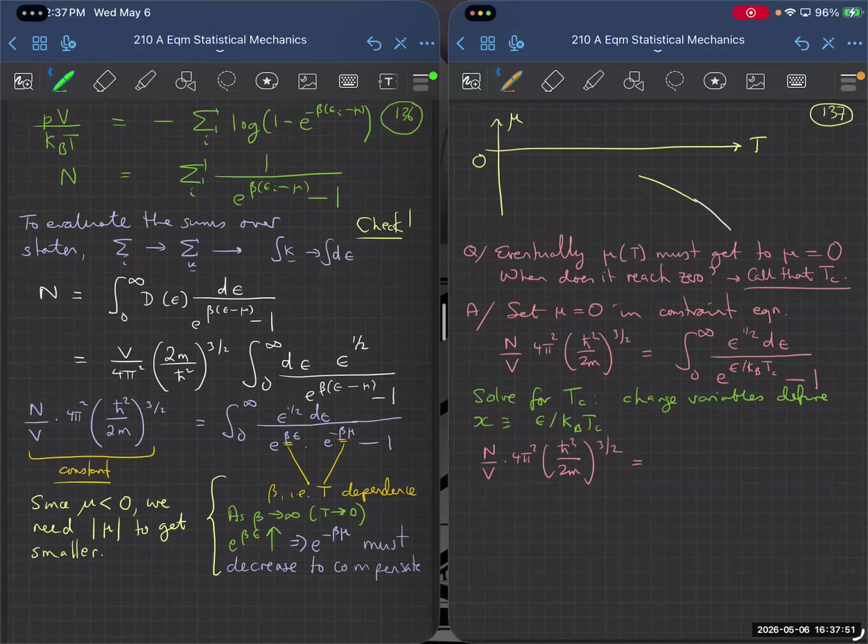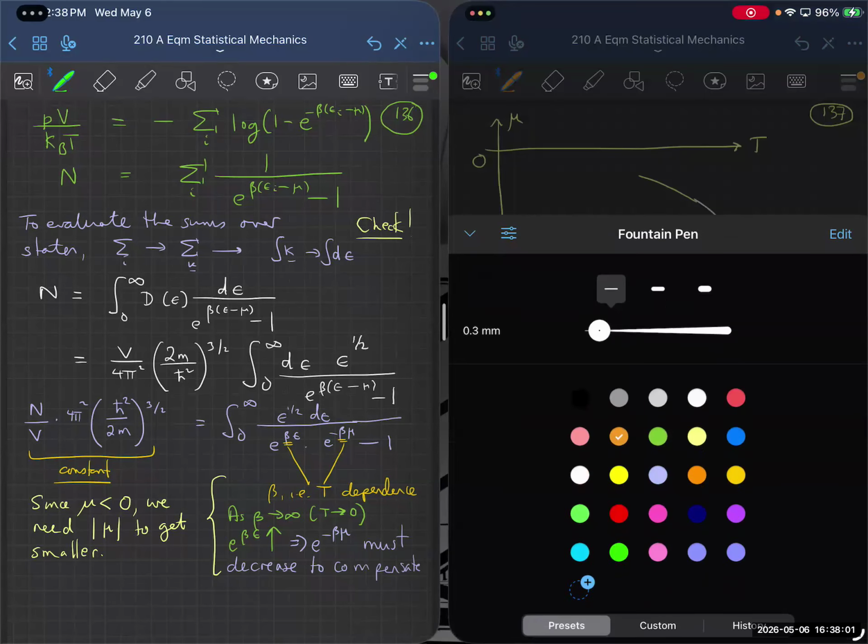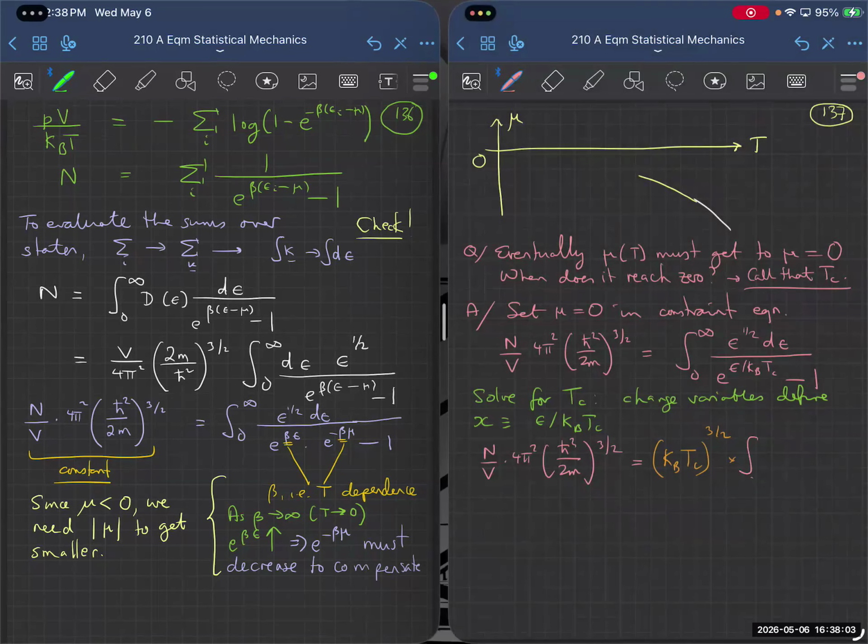Right. So this is going to then be (kB Tc) to the 3/2 power times this integral. And now I've changed the variables. So now this integral is x to the 1/2 dx over e to the x minus 1. Now there's an integral that doesn't depend on anything. It's just a number. And you can look it up in a book of tables, or ask Google, or ask Mathematica, and it's just a number. 2.6 or something like that. Okay, so that's the whole point.